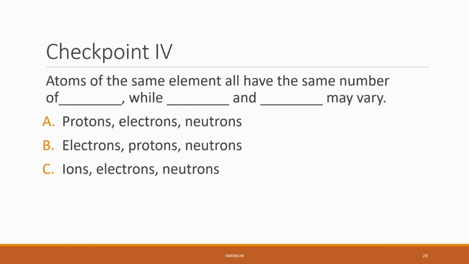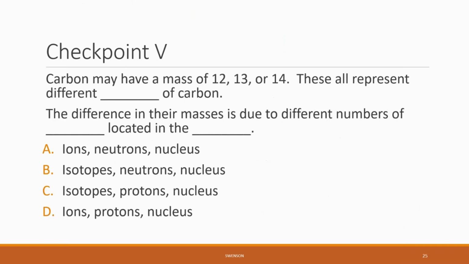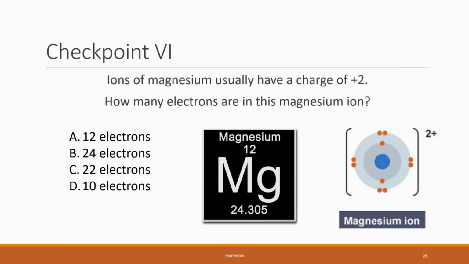Checkpoint 4. Atoms of the same element all have the same number of blank, while blank and blank may vary. Checkpoint 5. Carbon may have a mass of 12, 13, or 14. These all represent different blank of carbon. The difference in their masses is due to the different numbers of blank located in the blank. And checkpoint 6. Ions of magnesium usually have a charge of +2. How many electrons are in this magnesium ion?